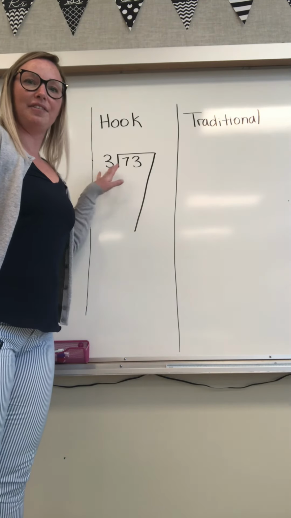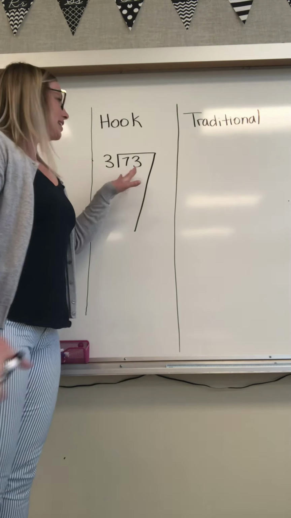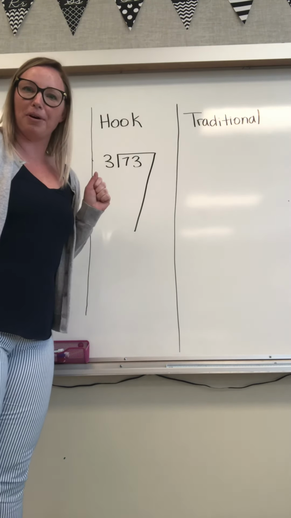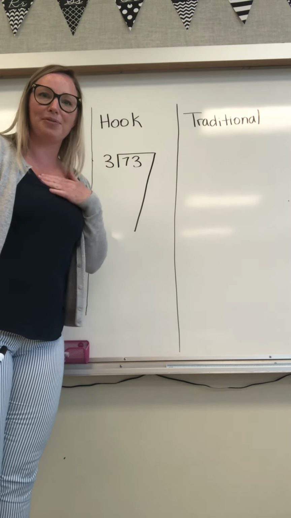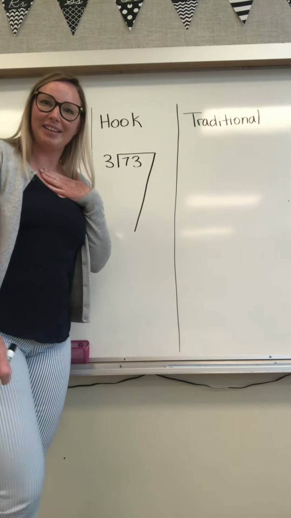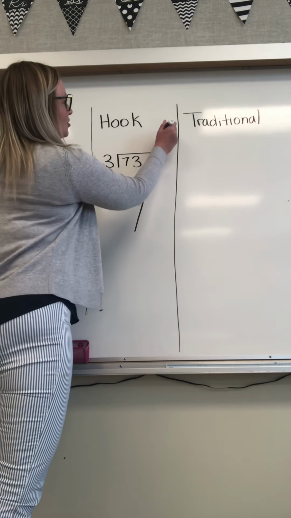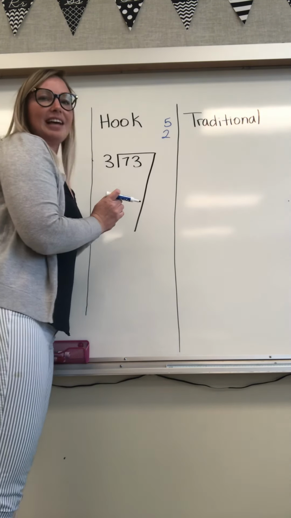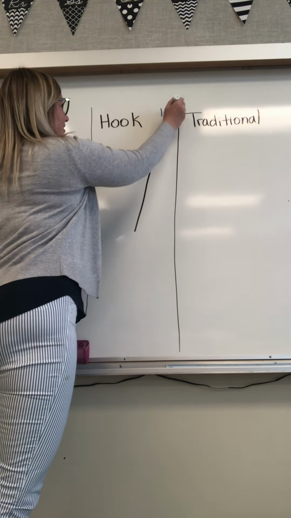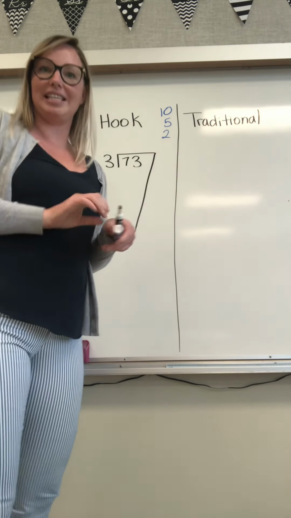73 divided or shared with 3 things. It could be 73 cookies shared with 3 people. Let's think about it like that. Who remembers their friendly numbers for the hook? The friendly numbers, if you remember, are 2, 5, and 10. We're going to be using those friendly numbers to take us through the steps.